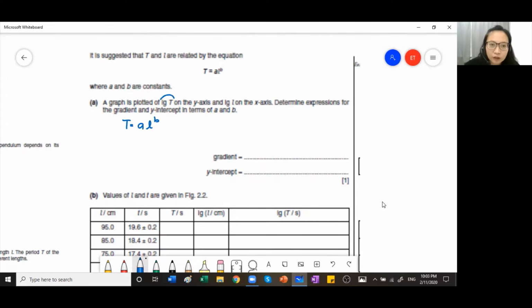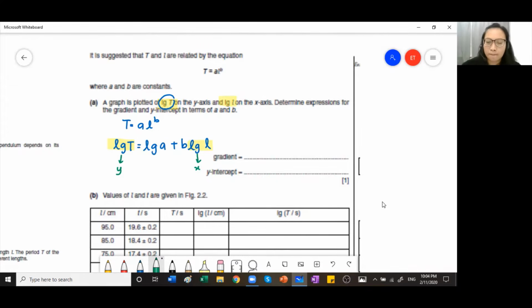And since log T is plotted, it's very simple, just put log on both sides. Log T equals log A plus the power, just put it to the front, b log L. Can you see that? They told you that log T is your y-axis, log L is your x-axis. This is your x-axis, this is your y-axis, okay? And you know that this is a straight line graph. So this is my y-axis, this is my x-axis.